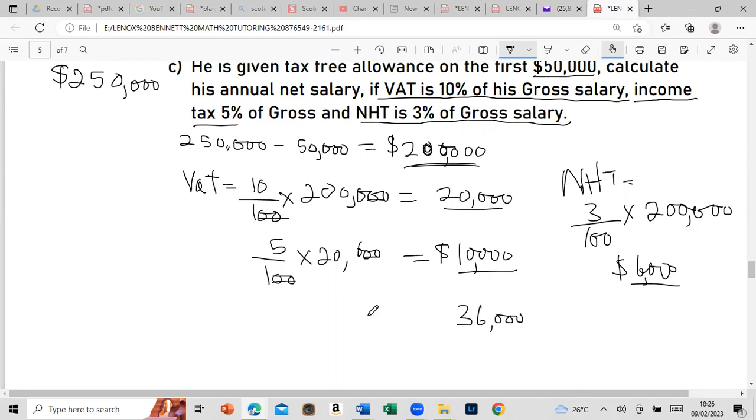So we'll subtract this from the 200,000. But remember, we don't have to add the 50,000 that was tax free, because you keep that money the same way. So somebody do that math for me. 200 minus 36 is 164,000. But remember, you still get the 50,000 tax free. Just that no tax, you get that flat.